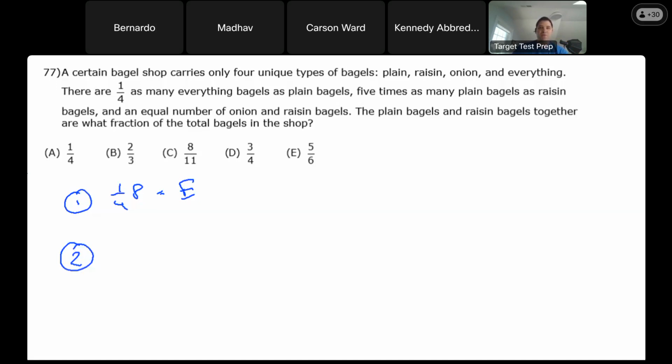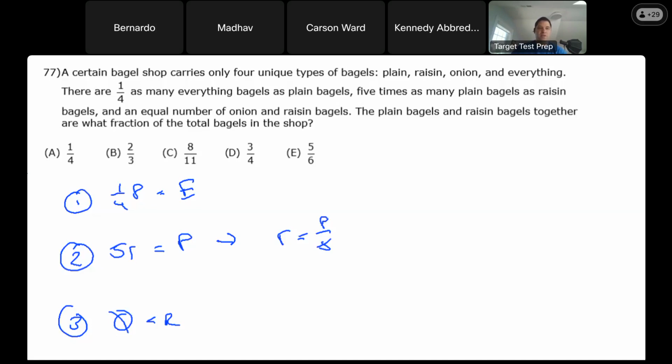So statement 2, 5 times as many plain as raisin. So 5 raisin equals plain. And then 3 onion, of course, equals raisin. We notice P is that variable that's everywhere. So we have E in terms of P. We can get R in terms of P and just say R is equal to P over 5. And then, you know, we're good with the raisin once we get raisin.